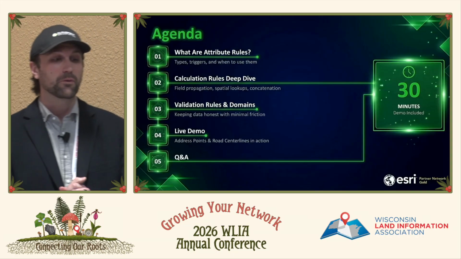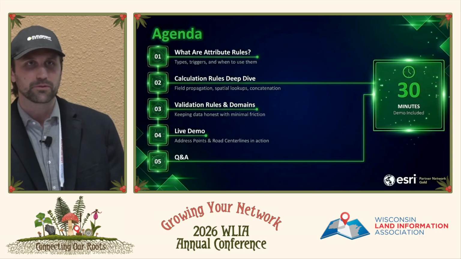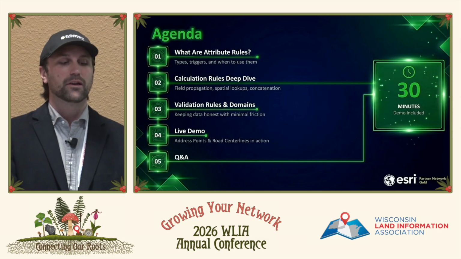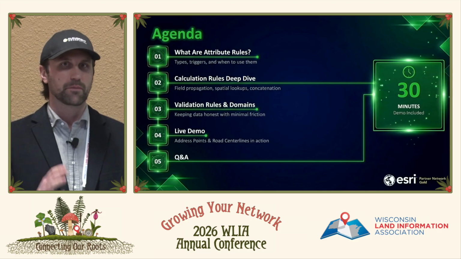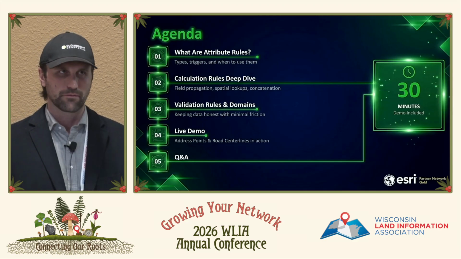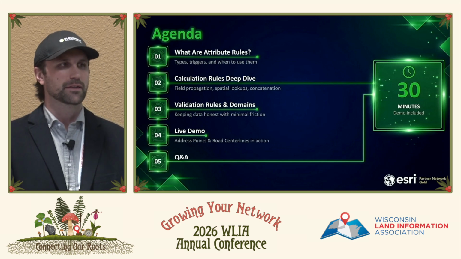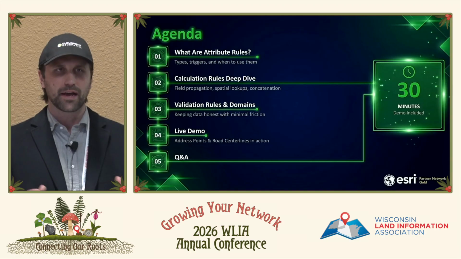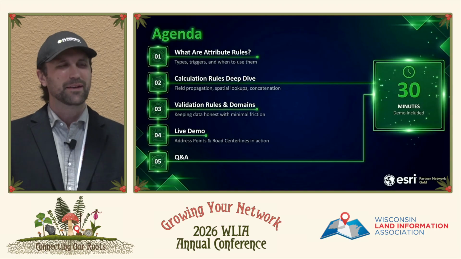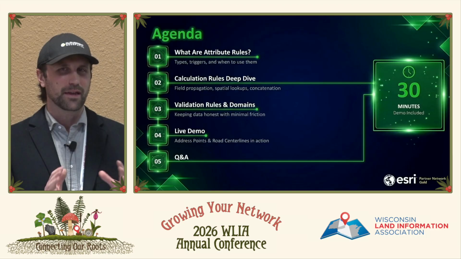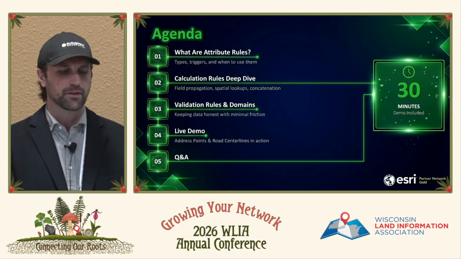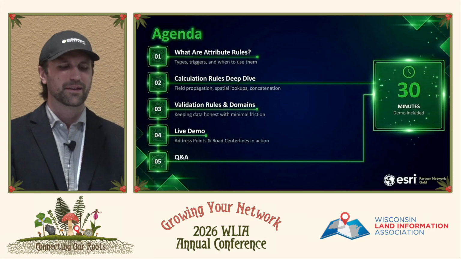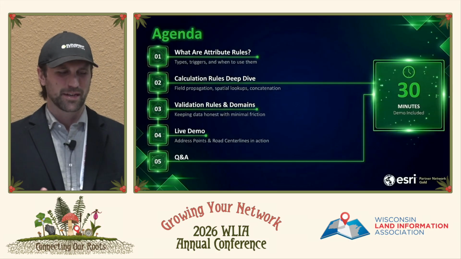Okay, so what we're going to be talking about, we're going to talk about attribute rules. What are they? They're different categories and use cases. We'll dig into some of the common rules that we use with almost every project that I'm involved with, and discuss validation and domains, which are used by attribute rules but are kind of their own bucket. So we'll focus mainly upon calculation rules rather than some of the other categories, but we'll try to brush over everything to give you guys a well-rounded understanding of this.